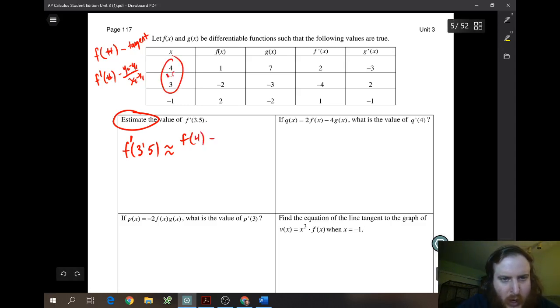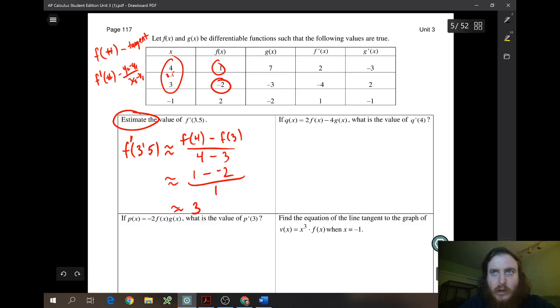So f of 4 is our y2 minus f of 3 is our y1. And then 4 minus 3, that's our x2 minus x1. So f of 4 is 1 minus f of 3 is negative 2. And then 4 minus 3 is 1. This gives us 1 plus 2 is 3 over 1, so we get 3. So our slope is approximately 3. So that's kind of review, but f prime of 3.5 would be approximately 3.